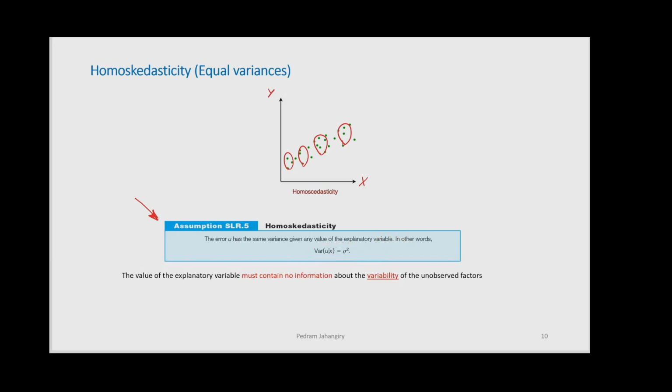Actually, I guess we have a slide in the next one that looks at a practical example of the variance of u given x. But basically this means that the value of the explanatory variable x must contain no information about the variability of unobserved factors. Be careful, it doesn't say it must not contain anything about the average of the unobserved factors themselves. It says it must contain no information about the variability of unobserved factors, right?